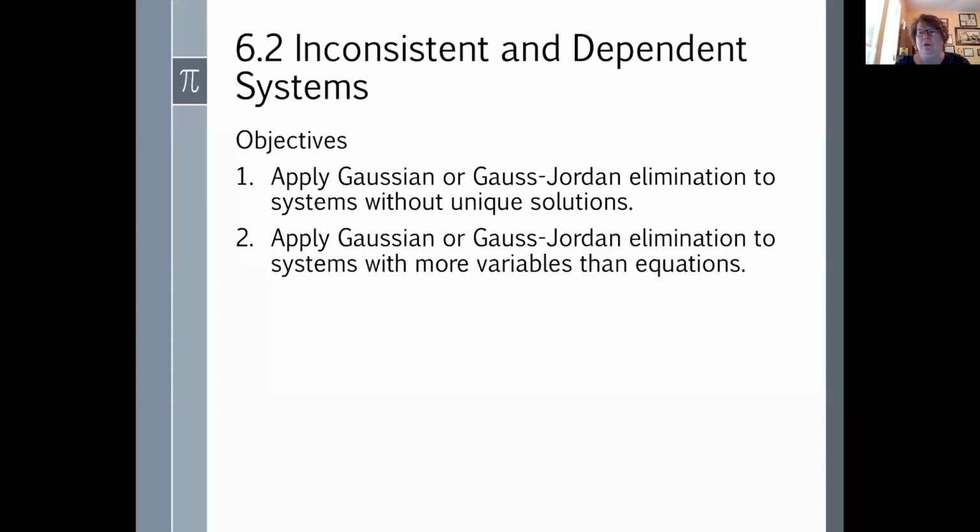The second thing we're going to do is use Gaussian or Gauss-Jordan elimination to solve a system where we have more variables than we do equations. To be able to solve a system for a unique solution, we must have the same number of equations as we do variables. So if I have 3 variables, I must have 3 equations to be able to find a unique solution. So what happens if I have 3 variables and I only have 2 equations?